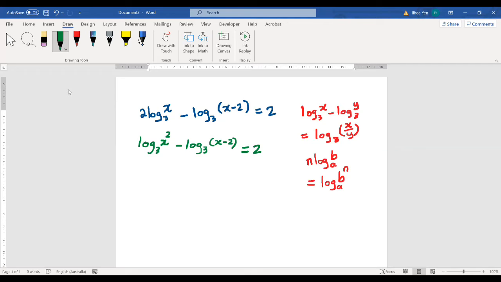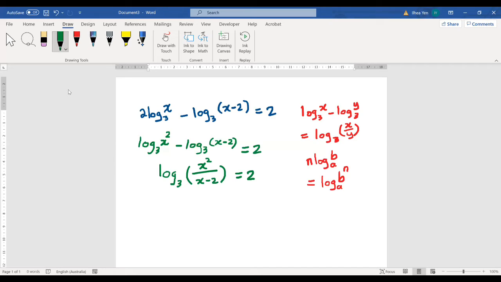Now we can use this formula. I'm going to make these 2 terms of logs into 1. So log base 3 of x squared all over x minus 2 equals 2. Okay, that looks much simpler than the question we started with.